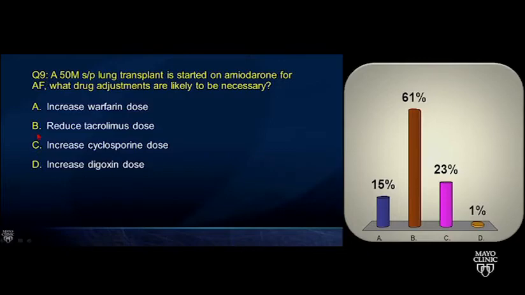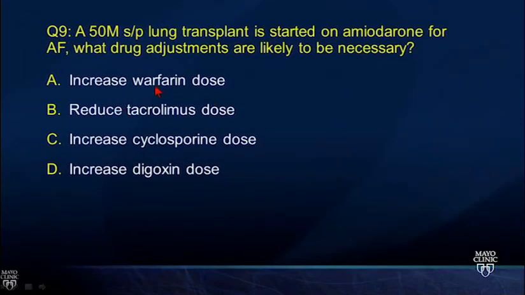So amiodarone increases your warfarin levels, and in most patients you have to decrease your warfarin by about 50% long term. Now amiodarone also increases the digoxin levels. That's because of P-glycoprotein mediated excretion in the kidneys. So the P-glycoprotein inhibition by amiodarone increases your digoxin levels.